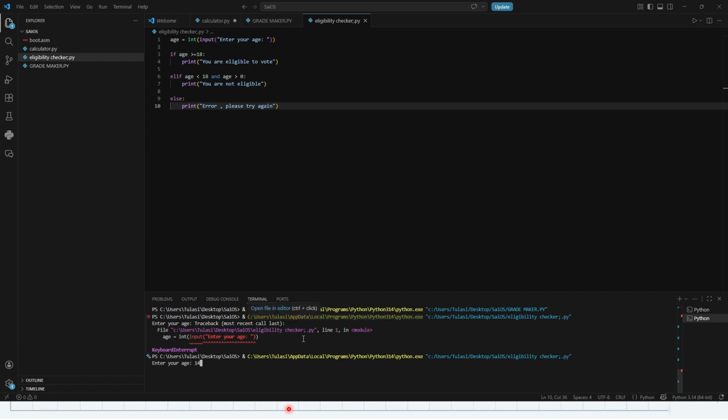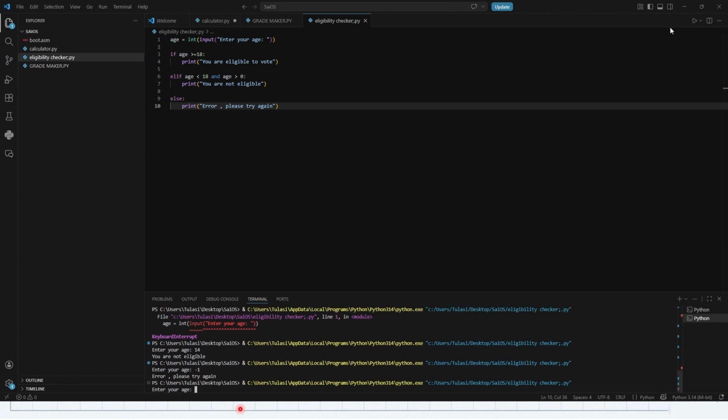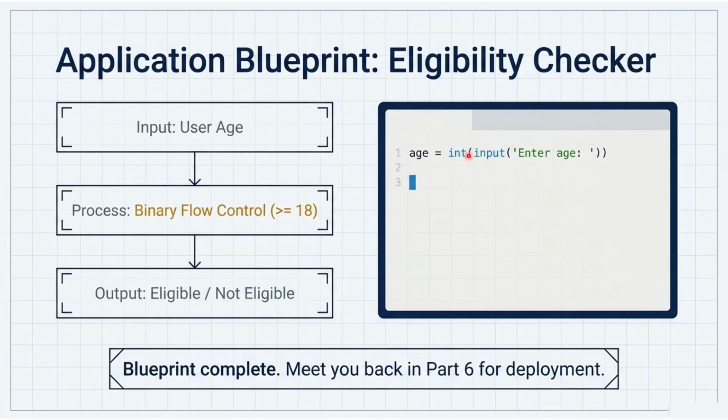I choose my age as 14. I keep it as 0. Or else I keep it as -0 or -1. See? But now I keep it as 199. It works perfectly. So we have completed the eligibility checker.